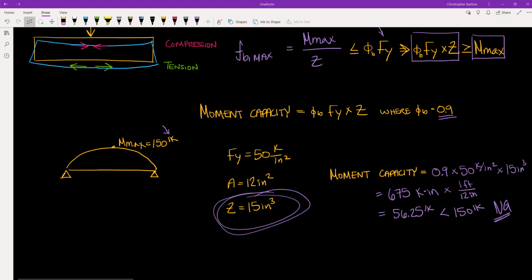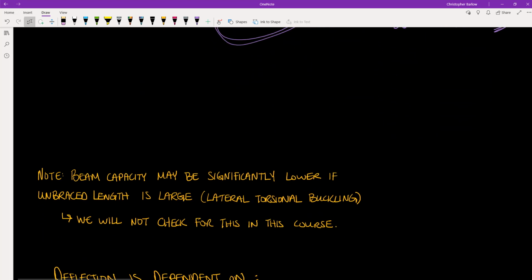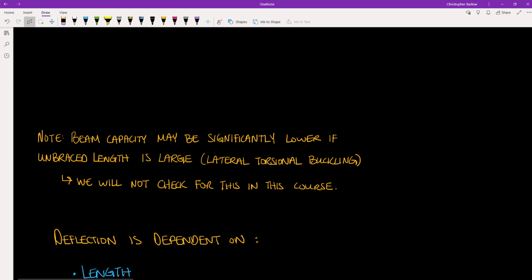But it's important to remember that yielding is not the only mode of failure when a member is subjected to bending moments. And we learned that in our foam demonstration. Recall that when we bent the member too much, it started to pop out of plane, and we called that lateral torsional buckling. So if a beam has a significantly long unbraced length, then it may buckle out of plane before it actually starts to yield. For this course, we will not be checking this mode of failure, but it's important to note that it can occur, especially when you have a relatively large unbraced length.